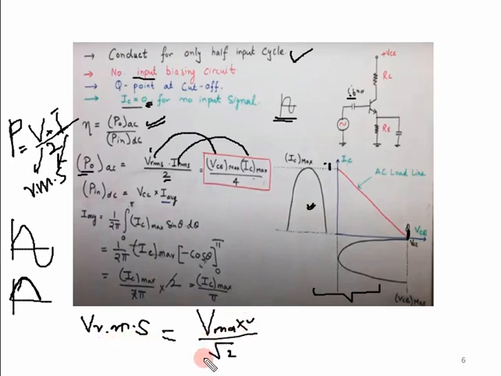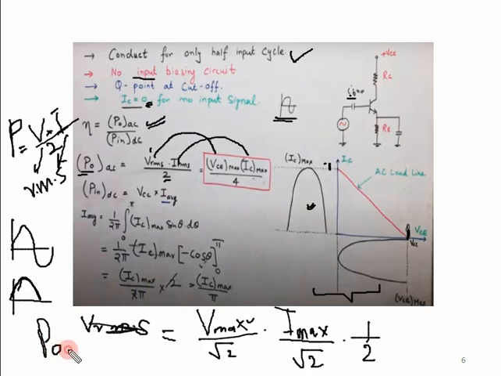Similarly, IRMS will be I max over 2. Okay, IC max, and again I can write this as I max, and again I would have this 2. Then this 2 was this. I can remove this and call this P naught AC. This is AC, P naught, the output power.